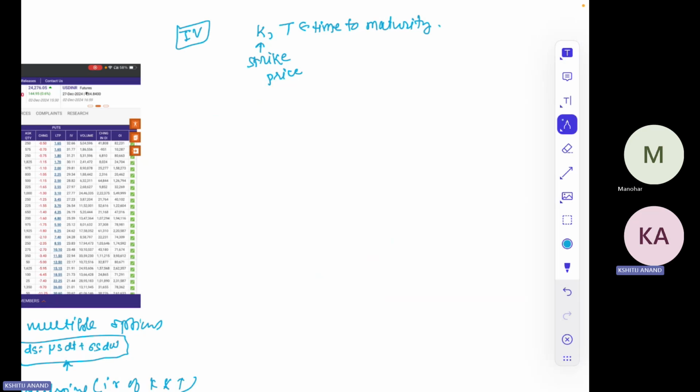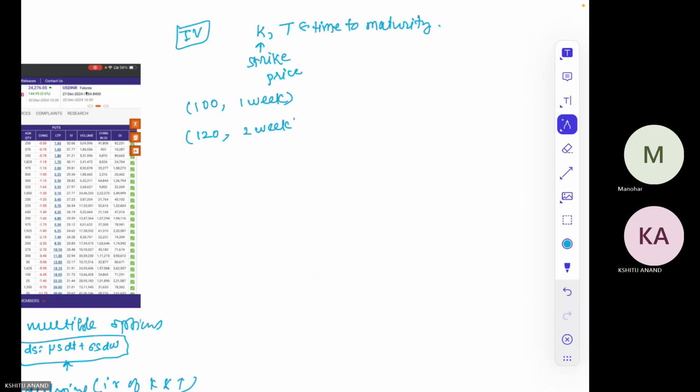So it is something like an option having a strike price of 100 and time to maturity of 1 week. So this is a different option. There can be a different option having a strike price of 120 and time to maturity 2 weeks from now, right? So depending upon K and T, an underlying can have multiple options on it, right?